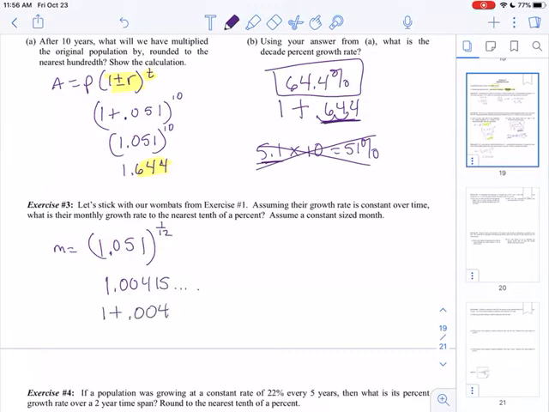And that gives me 1.00415, all right, which is 1 plus 0.00415. I take my decimal. This part right here is the rate that I'm looking at, and I'm going to move it back to percentages, to decimal points. So I have a 0.4% monthly growth rate.